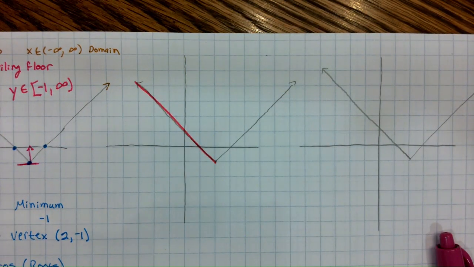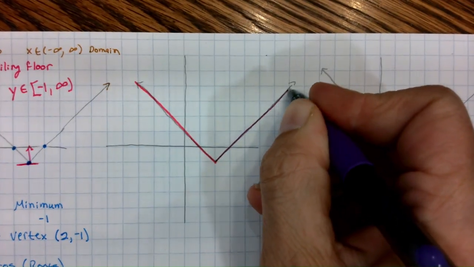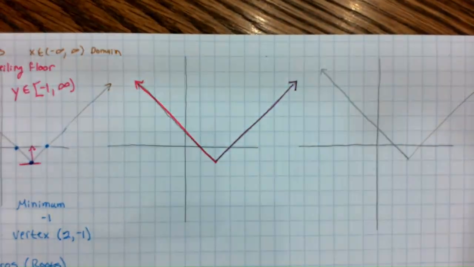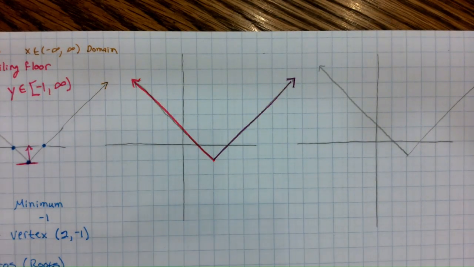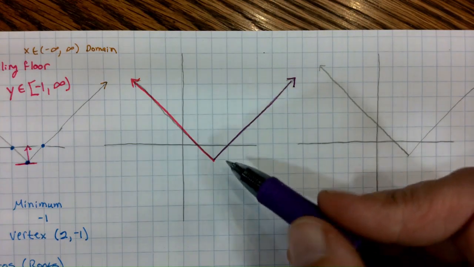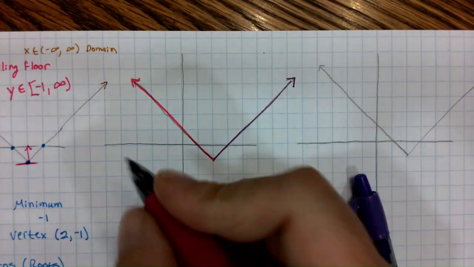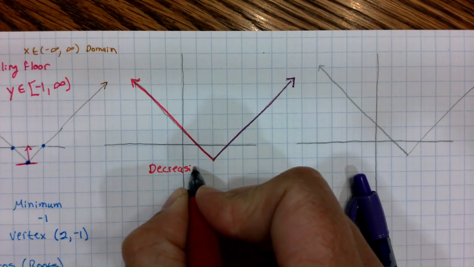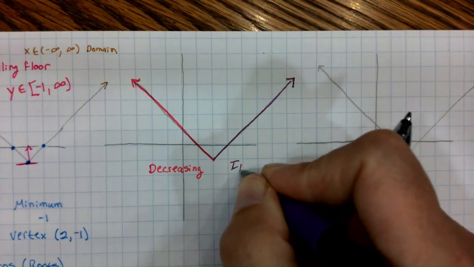Highlight that in pink. And I'm going to use some purple to highlight this part here. So how does the pink differ from the purple? You might notice that the pink is declining left to right, or decreasing, and the purple is increasing from left to right. So on this side of the image, we are decreasing. And on this side, we are increasing.